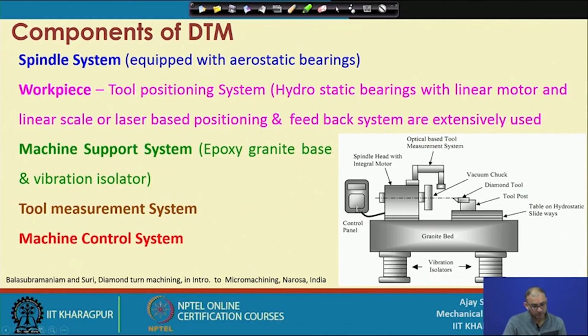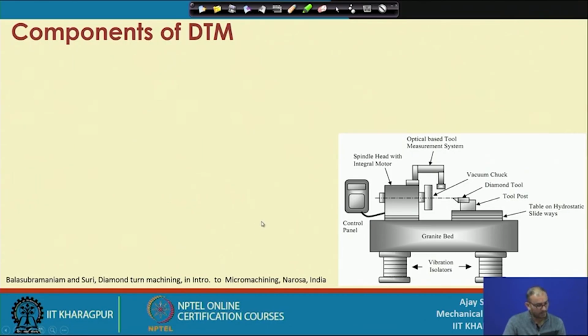So, the machine control unit will give you a synchronized motion between the spindle and the cutting tool. We will see that some of the features need a very fine synchronization between the degree of rotation of the workpiece and how much penetration of the tool is done on the workpiece surface.